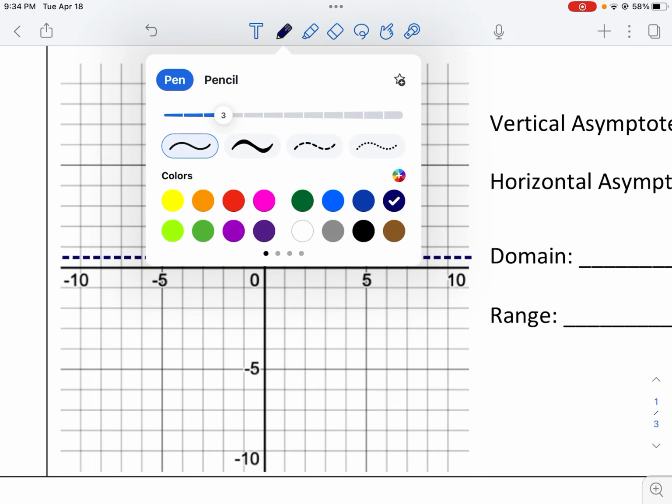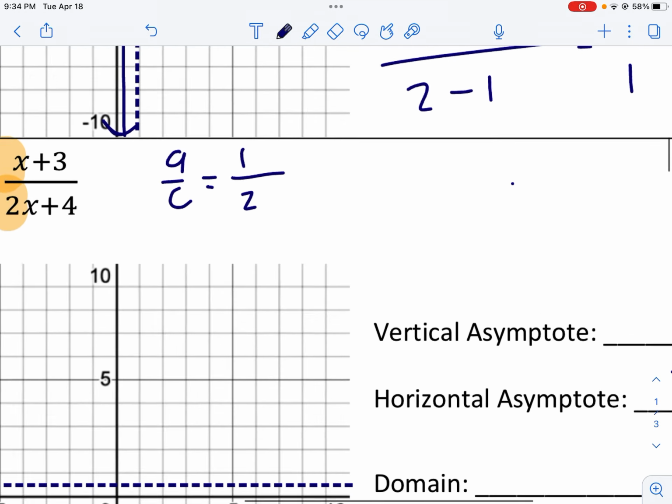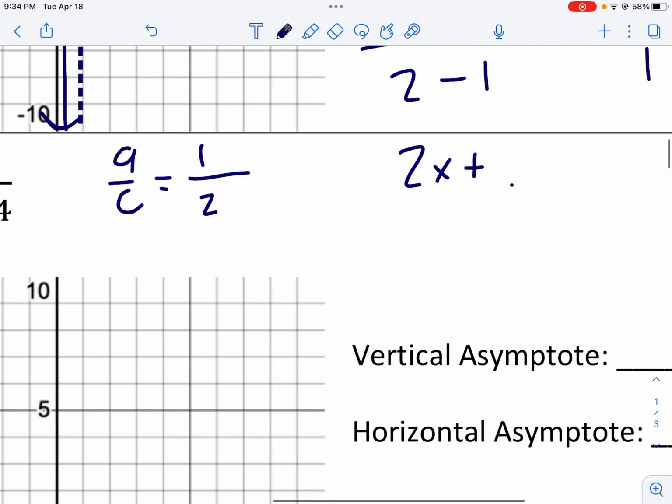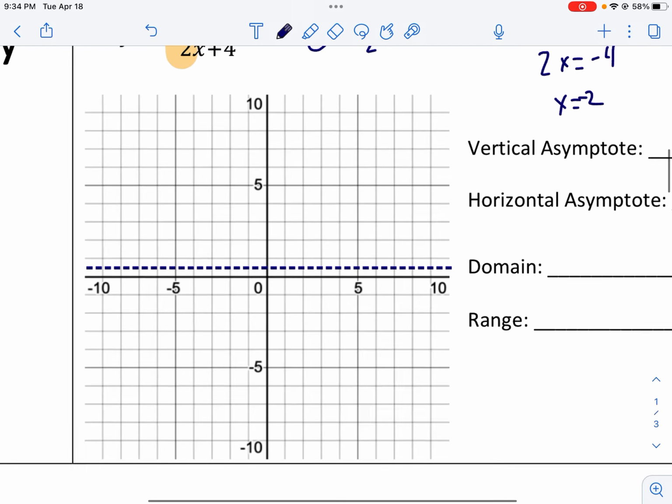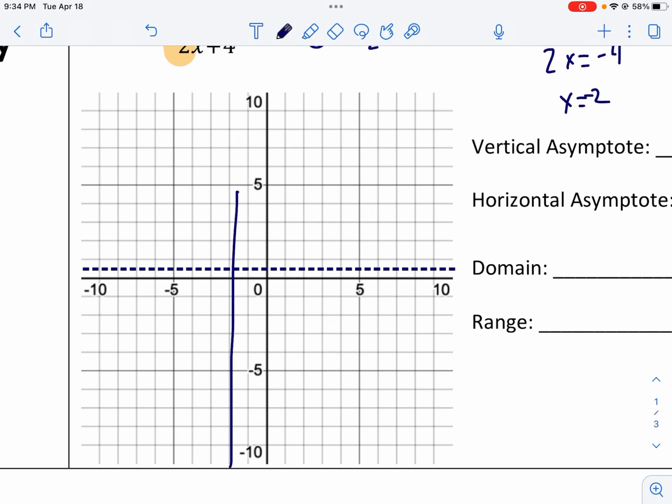And next, we are going to, again, set the denominator equal to 0 and solve. So we got 2x plus 4 equals 0. That gives us 2x equals -4 and x equals -2. So our vertical asymptote will be at x equals -2.